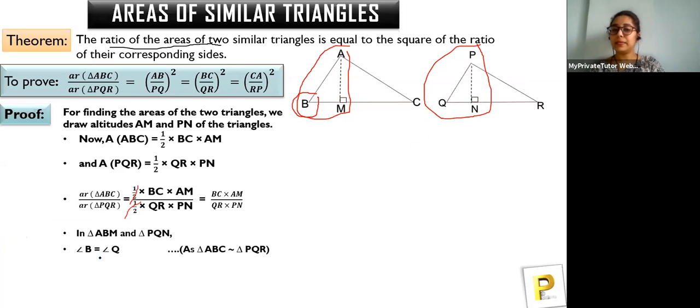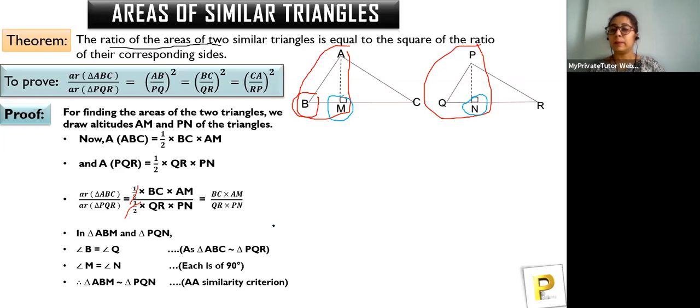As triangle ABC is similar to PQR, they have already given us that both of these triangles are similar. This theorem holds if the triangles are similar. If they are not similar, you cannot prove the areas of similar triangles result. Next, angle M is equal to angle N. You can see that both of these are heights of the triangles, so therefore they will be 90 degrees.